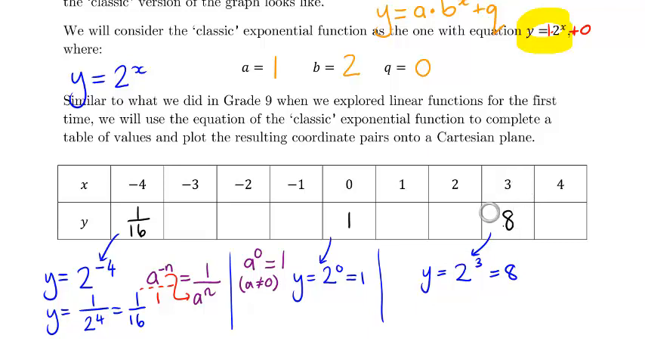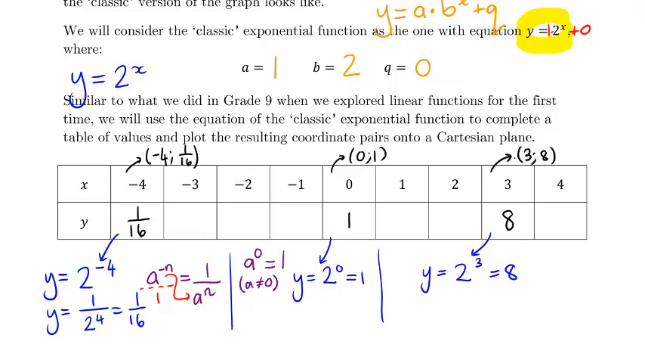Now, we already have 3 points that lie on the graph of this function, okay? We've just figured out that there's a point minus 4, 1 over 16. We figured out that there's a point 0, 1. I hope all of you are suddenly thinking to yourselves, x value of 0. That means we've just figured out what the y-intercept is. The y-intercept is at 0, 1. We also know this other point here, which is 3, 8, okay?